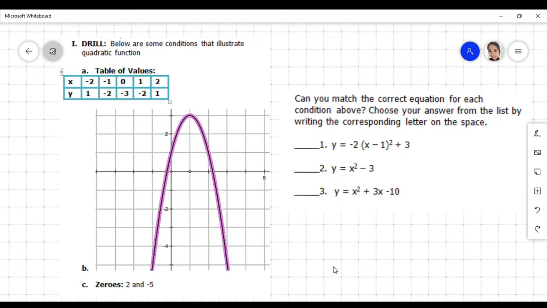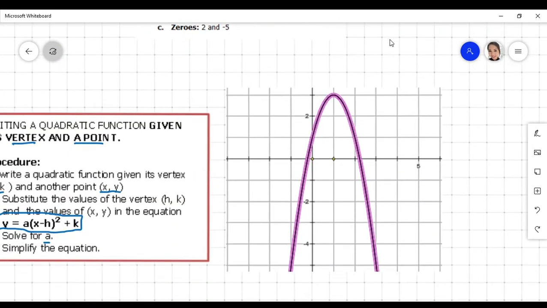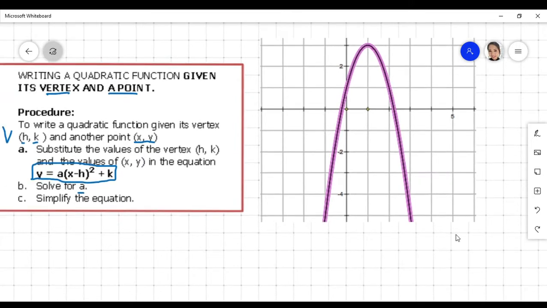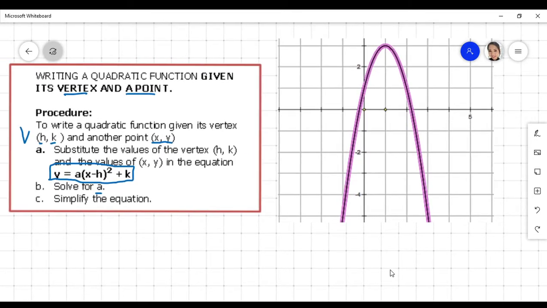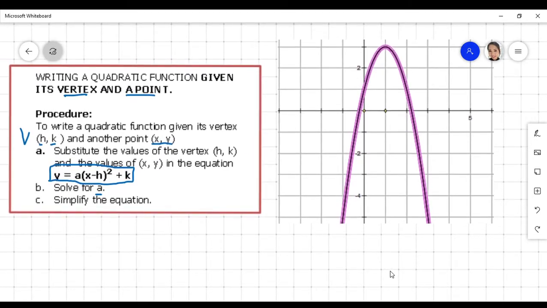Here, so look at our drill letter B. So we have here the graph. Now this time we will find the equation of this graph using the vertex and a point. So doing that, we will apply what we did in previous examples.